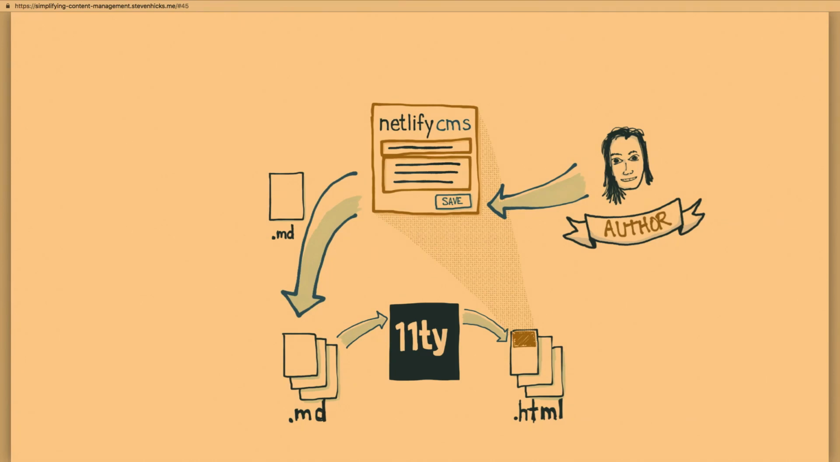Our author is going to go into that form, and she or he's going to enter some content, hit save, and then what's going to happen is, instead of that data being updated in a database anywhere, it's going to commit a new markdown file into your repository that contains markdown files, and push it to your GitHub site, or wherever it is that you're hosting the source. And then Eleventy is going to run again, now that it has a new markdown file. And we'll see how all this fits together.